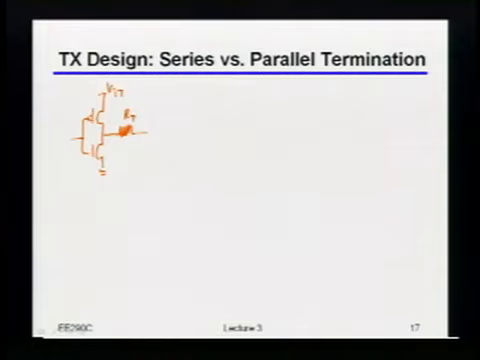So obviously, the way I've drawn it here, in this particular case I've used the series version for a voltage mode driver, and the parallel version for a current mode driver. So now, what do you think is the trade-off between these two? What's good about each one of them? Or alternatively, what's bad about each one of them?